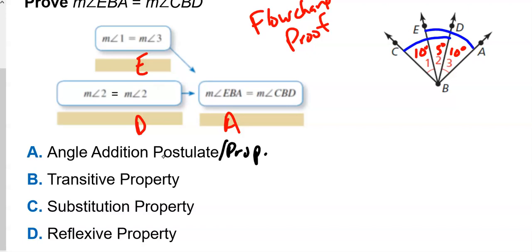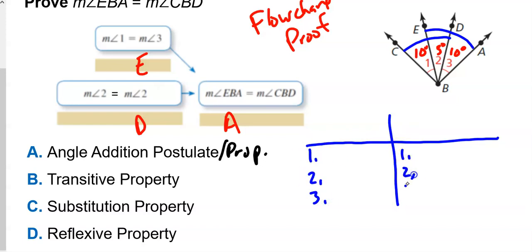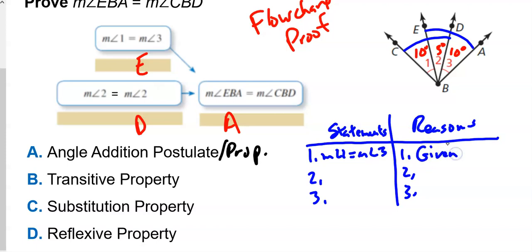Okay, and there's a way to write this as a two-column chart as well, and your two-column chart would look more like this. So you would have your statements over here, and then your reasons over here. Sometimes I put just S and R. So again, this over here would be 1. Measure of angle 1 equals measure of angle 3, which is given. 2. Measure of angle 2 equals, I forgot the angle symbol in there, so I'll squeeze that in, measure of angle 2. That is the reflexive property.